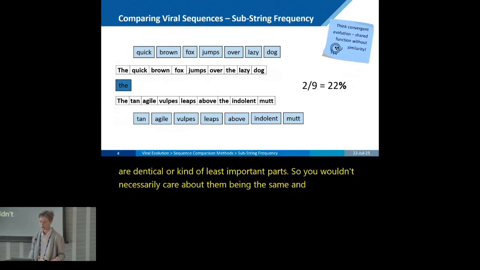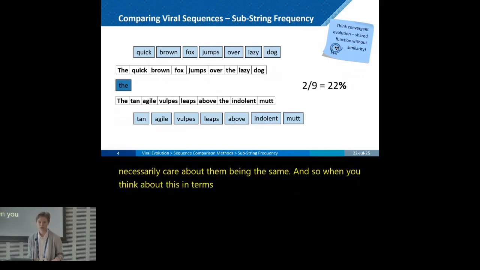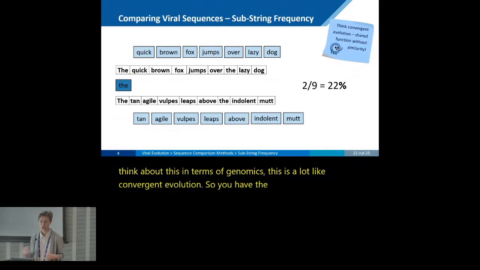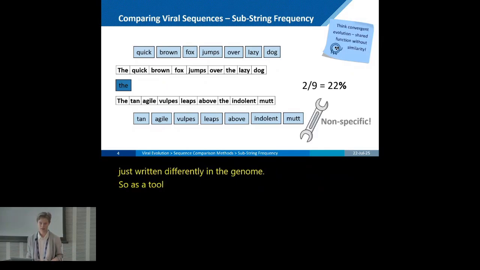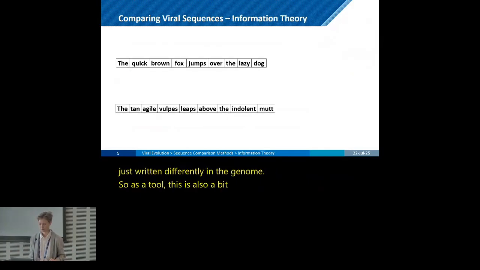And so when you think about this in terms of genomics, this is a lot like convergent evolution. So you have the same function, but it's just written differently in the genome. So as a tool, this is also a bit non-specific. So again, we have to go for something different. And this is where we can leverage information theory.